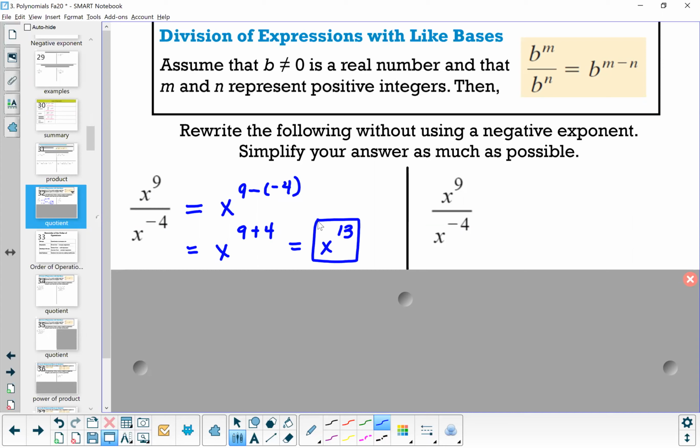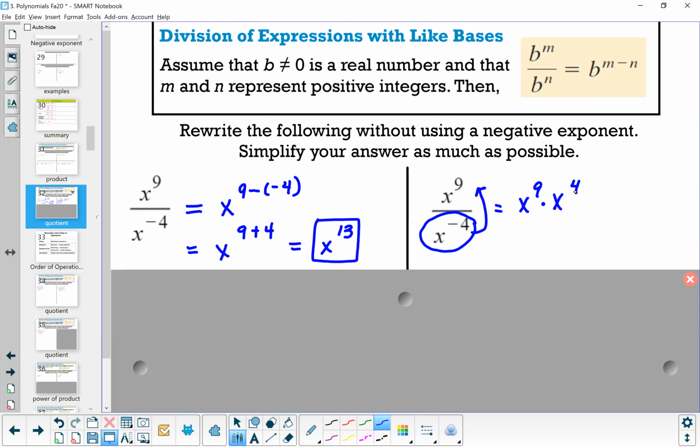Let's try this again. Starting back fresh, we have x to the ninth divided by x to the negative fourth. Instead, we can begin with taking the reciprocal of x to the negative fourth. So we're going to take that across the fraction bar. So I'm going to rewrite the question as x to the ninth times x to the fourth.